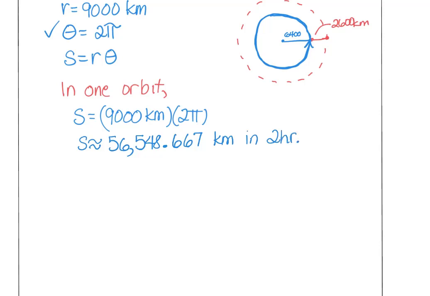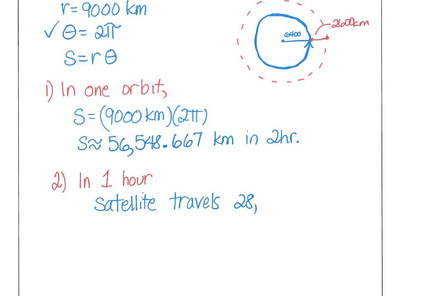But the problem said that the satellite did that in a 2-hour time period. So we want to know what distance the satellite travels in 1 hour. So in 1 hour, we're going to divide by 2. The satellite travels about 28,274 and a third kilometers in that 1 hour time period. And that's the end of lesson 3.